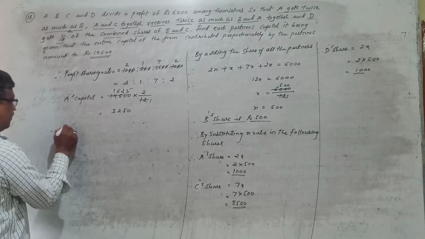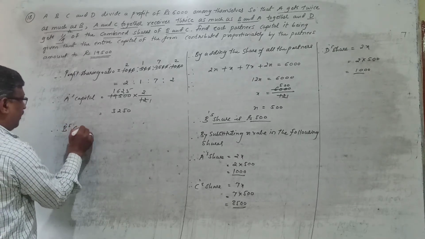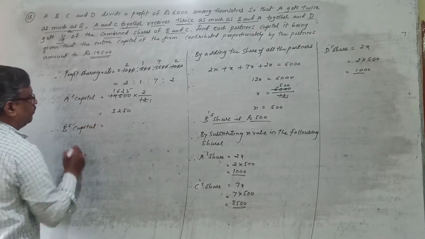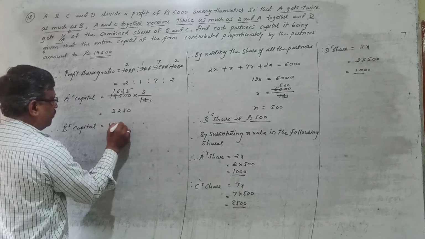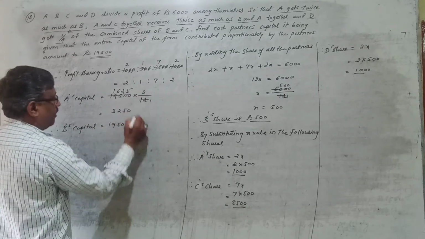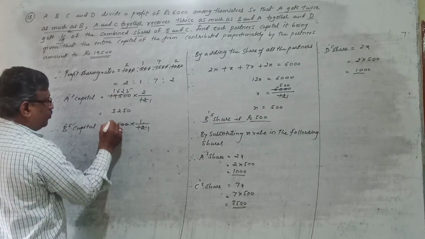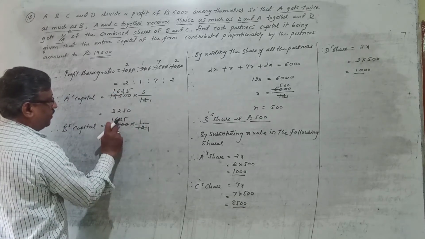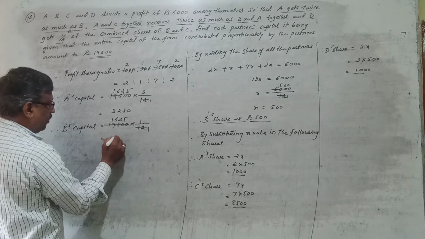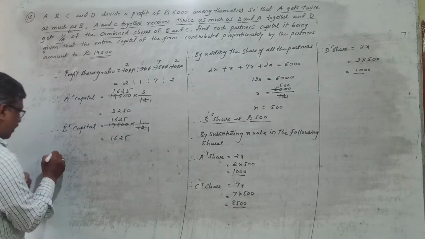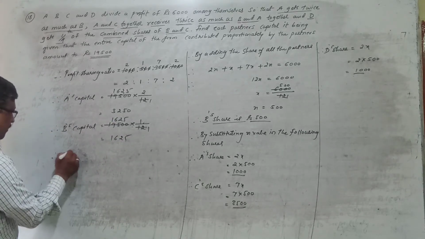Now you have to find B's capital. B's capital equals 19,500 multiplied by 1 divided by this 12. So 12 ones are 12, and this comes to 1,625. You will get 1,625, and then you have to find C's capital.